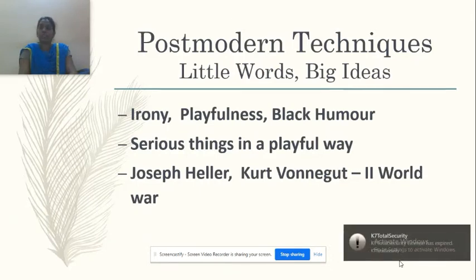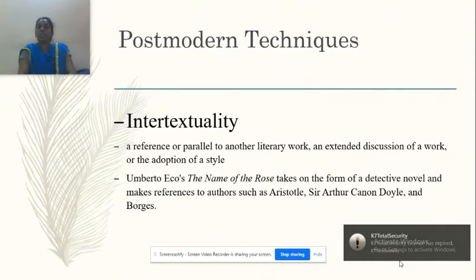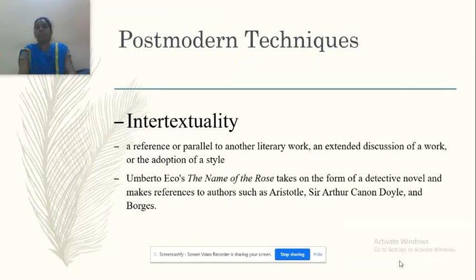You could see so many examples in the works of Joseph Heller and Kurt Vonnegut. And next, the most important postmodern technique is intertextuality. That's why I have quoted "no text is an island." Yes, there will be a reference to one or other literary works in a prominent work. It may be considered as an extended discussion of a work or it may adapt the style. Umberto Eco's The Name of the Rose takes on the form of a detective novel and makes references to authors such as Aristotle, Conan Doyle, and Borges. You could see nowadays in so many songs or movies the reference of Tirukural or Bharathiyar's poems. It is also a kind of intertextuality.